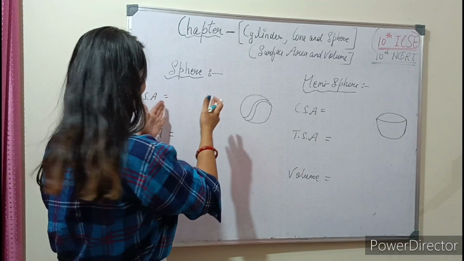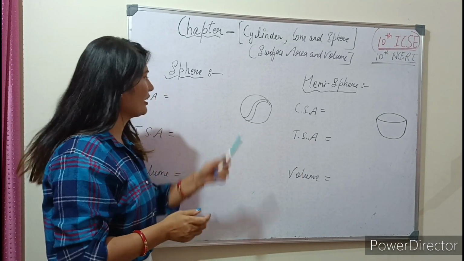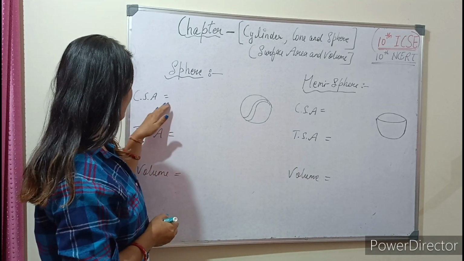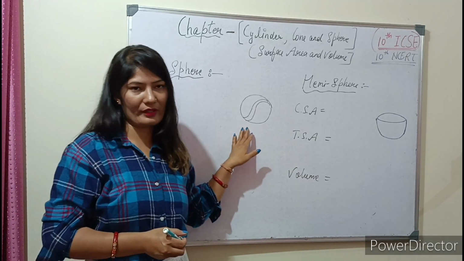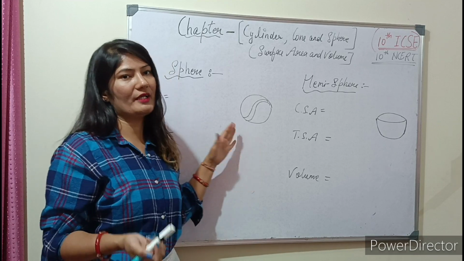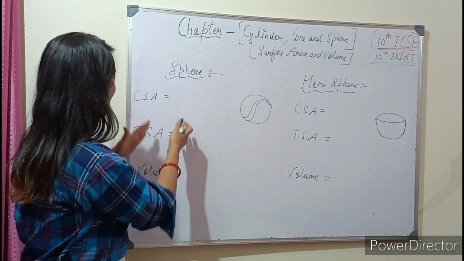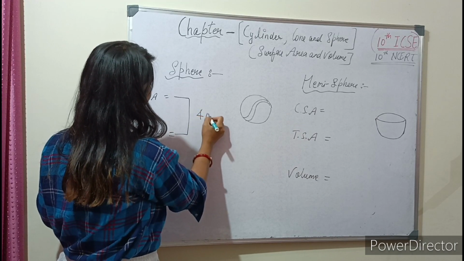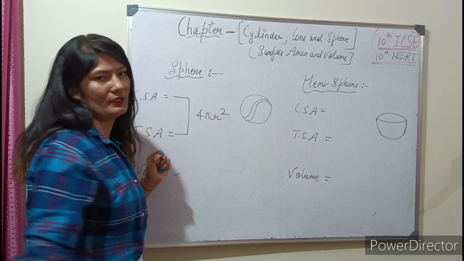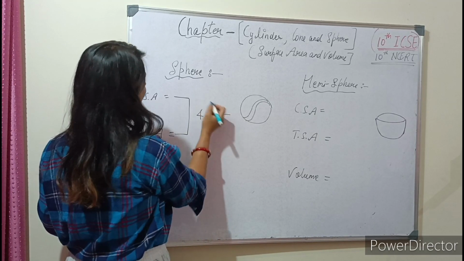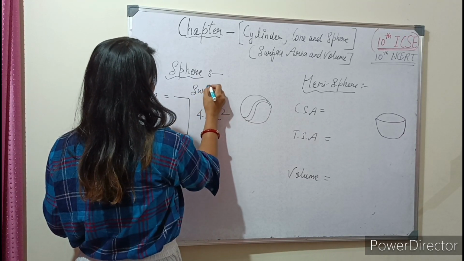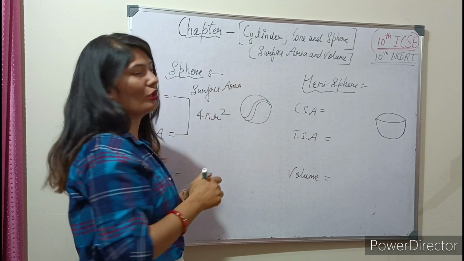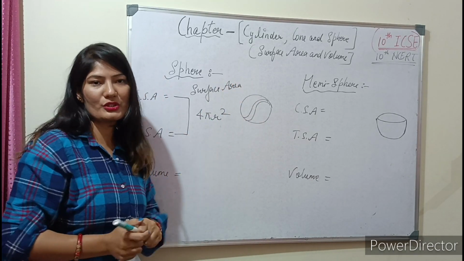Now moving to the next topic, that is sphere. So here you can see a sphere. If you have to find the CSA and TSA of the given sphere, always keep in your mind that whenever we have to find the CSA and TSA of the sphere, it is always the same, that is 4 pi r square. Or else we can simply say that the surface area of sphere is always 4 pi r square.